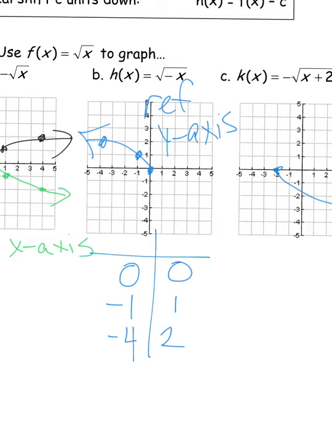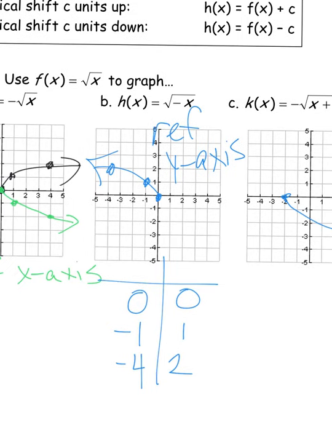So the way reflections work: a reflection on the outside, think of it as y values changing. You're going from up to down or down to up, and an up to down movement would be a reflection about the x-axis. A reflection on the inside would be left to right, which is a reflection about the y-axis.